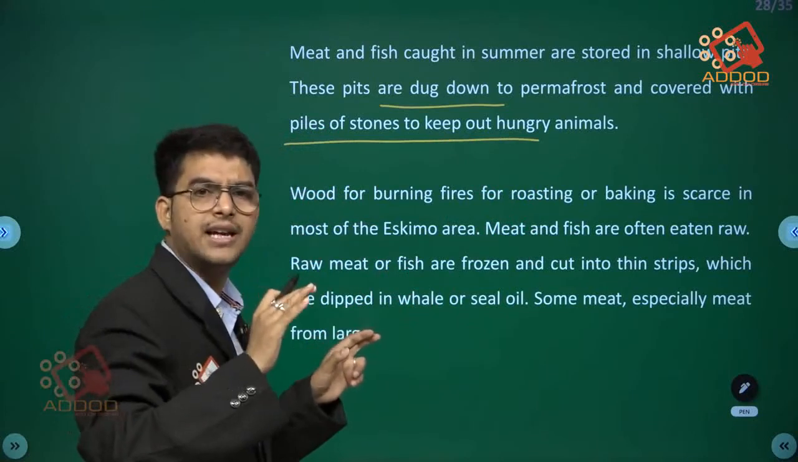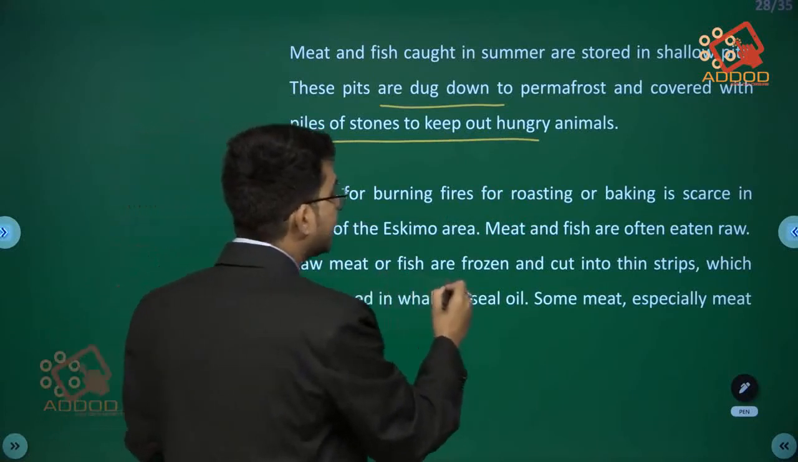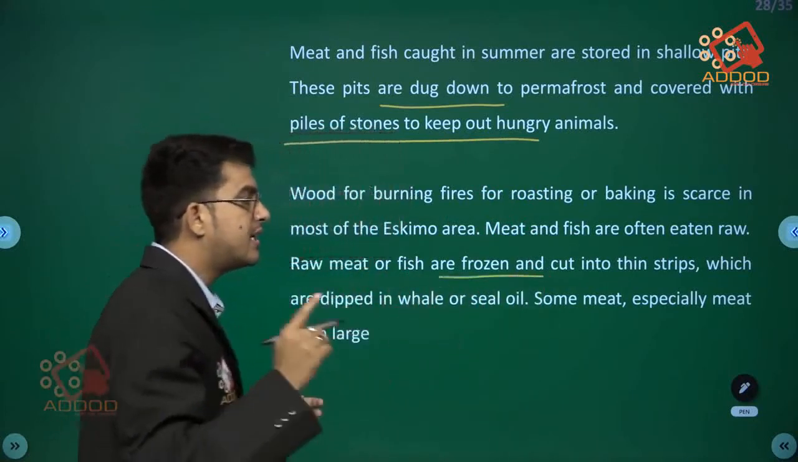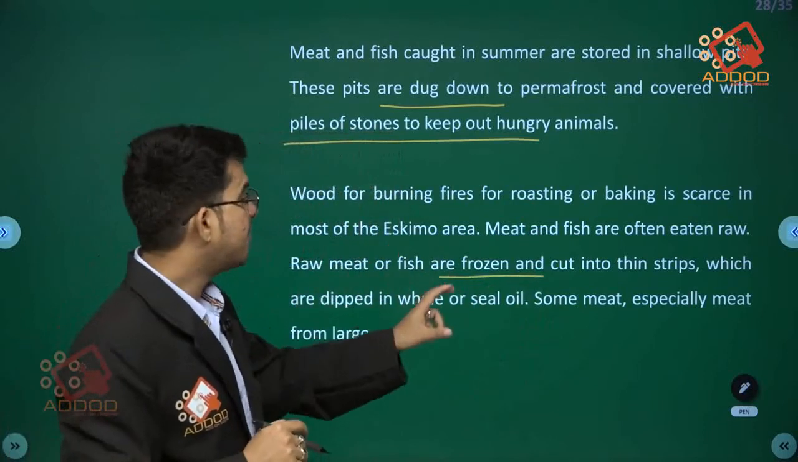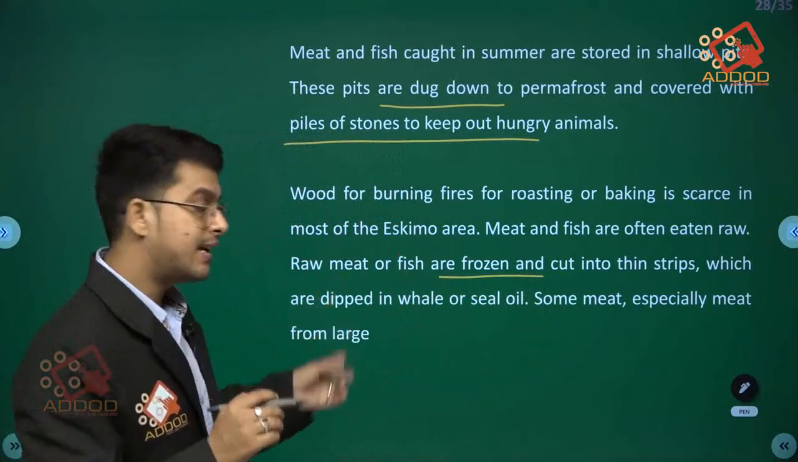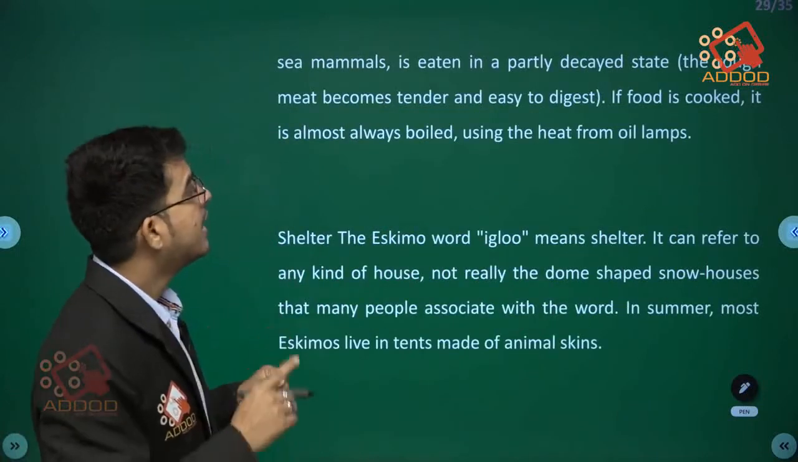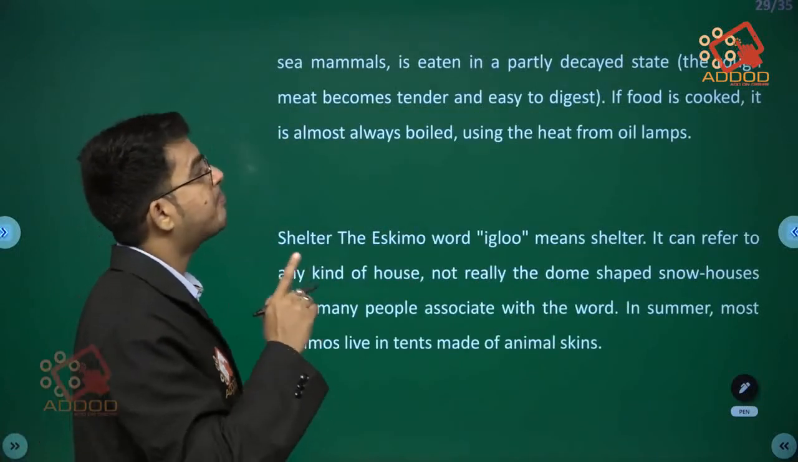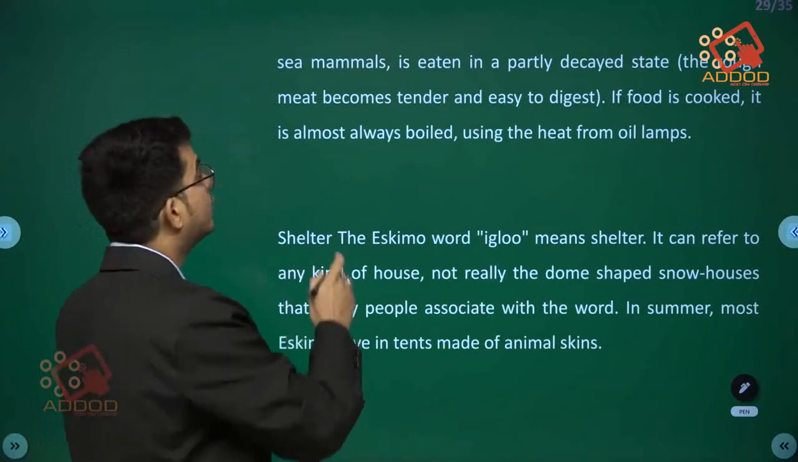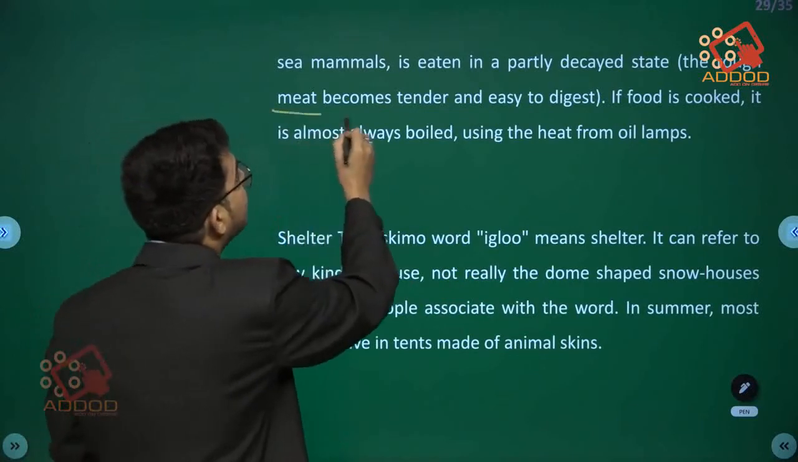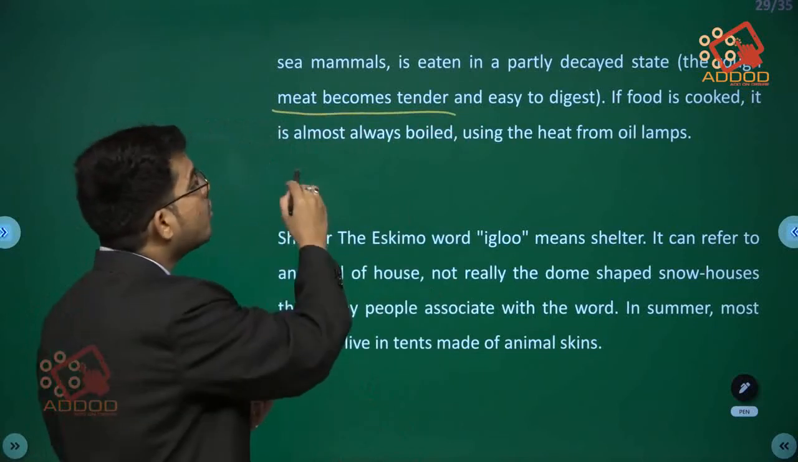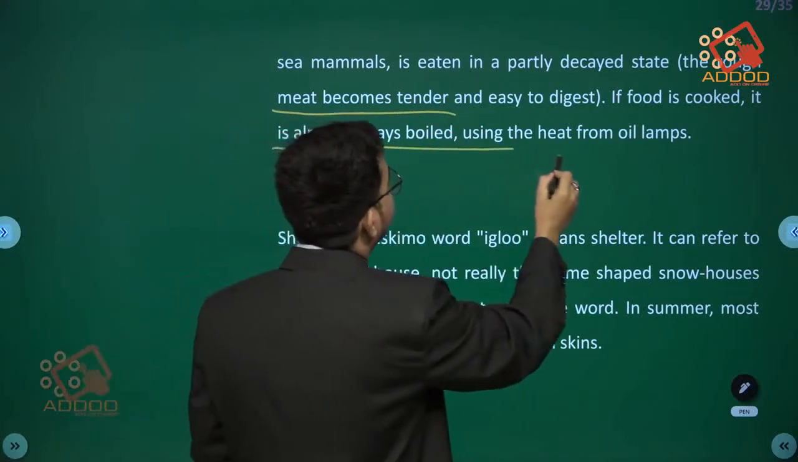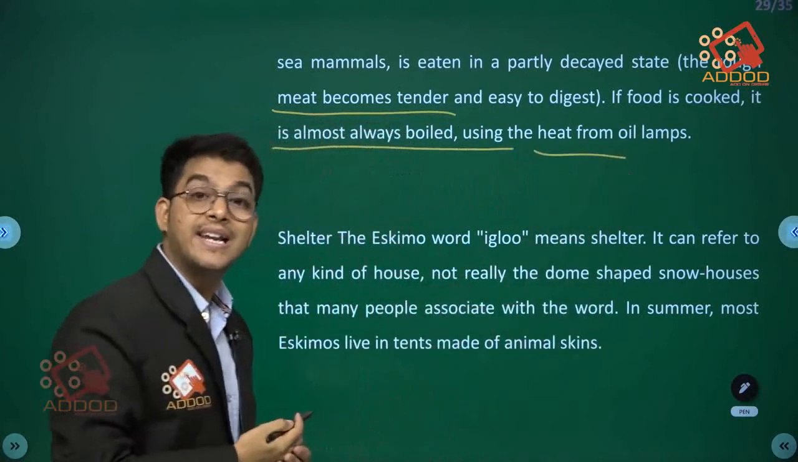Raw they eat. Raw meat or fish is frozen and cut into thin strips, which are dipped in whale or seal oil. Some meat, especially meat from large sea mammals, is eaten in a partly decayed state, though the meat becomes tender and easy to digest. If food is cooked, it is almost always boiled using the heat from oil lamps.